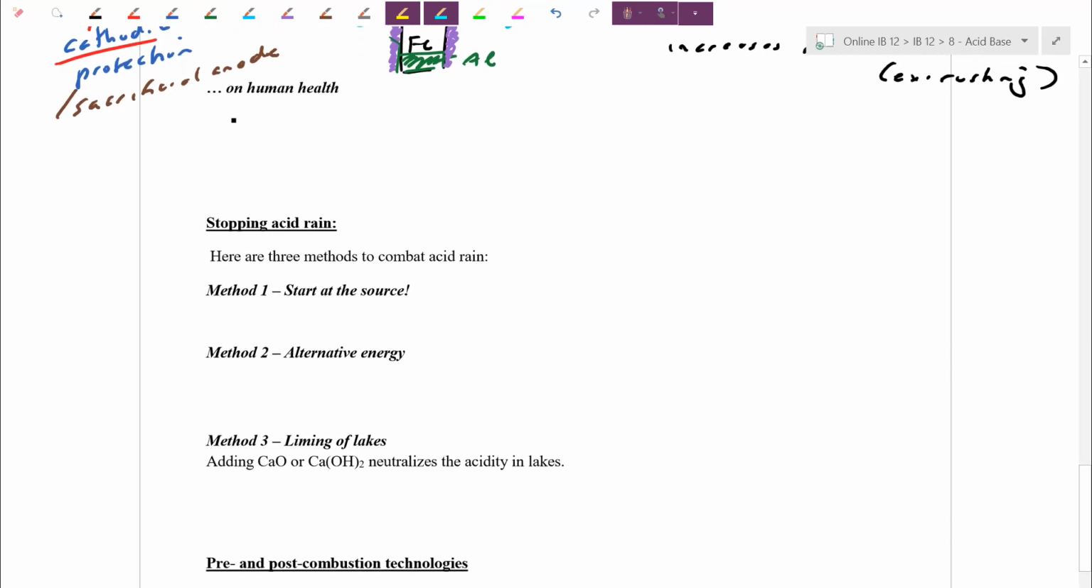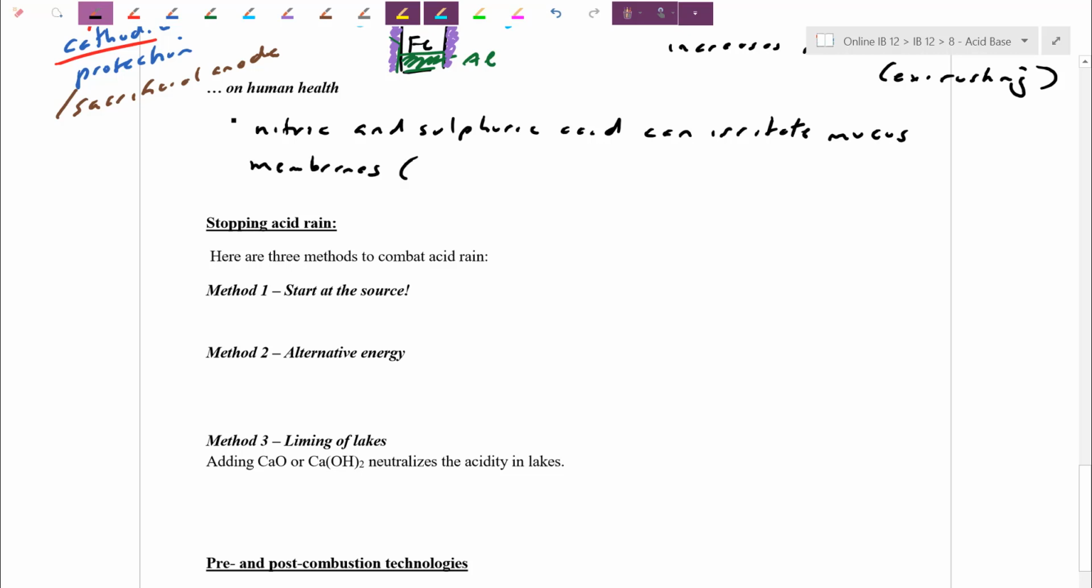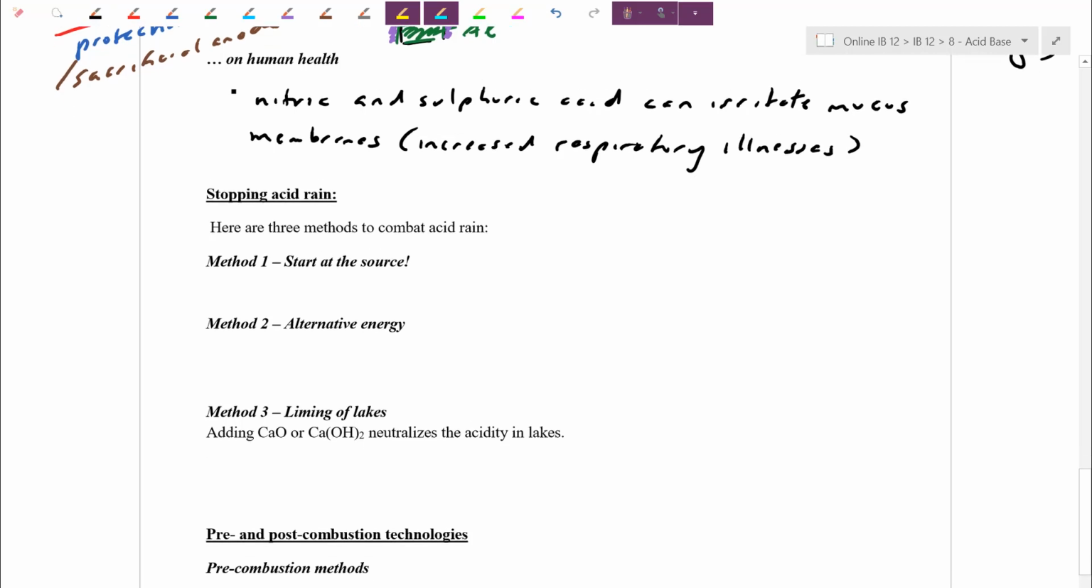On the last page here, what is acid rain? What are some of the consequences here that might interfere with human health? In this case, nitric acid and sulfuric acid can irritate any mucous membranes, mucous linings in our body, and therefore it can cause increased respiratory illnesses. So that could be a direct consequence here.